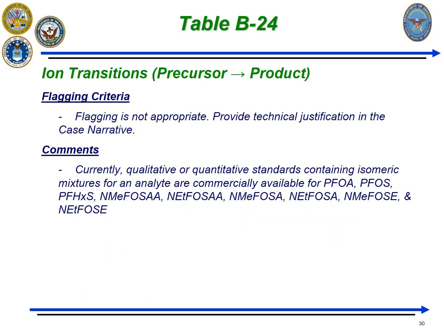Table B-24 does not require you to flag the data. However, we do require you to provide a technical justification for those cases where you had an interference in a sample and you were forced to use a different quantification ion. And the comments section just provides you a list of the analytes that we have qualitative and quantitative analytical standards for that can contain an isomeric mixture.